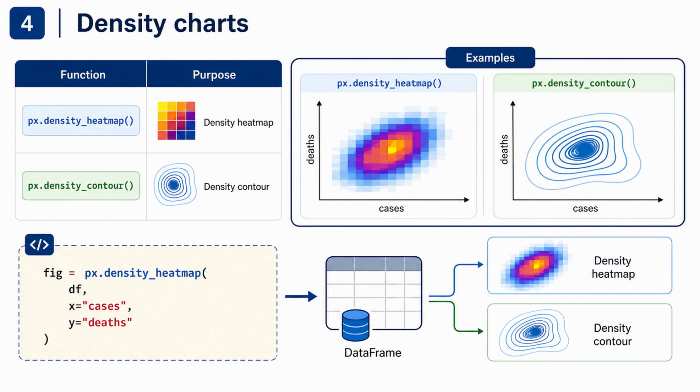Density charts help us see where data points are concentrated. px.density_heatmap uses color to show areas with many observations, while px.density_contour draws contour lines around dense regions. They are useful when a regular scatter plot contains too many overlapping points.